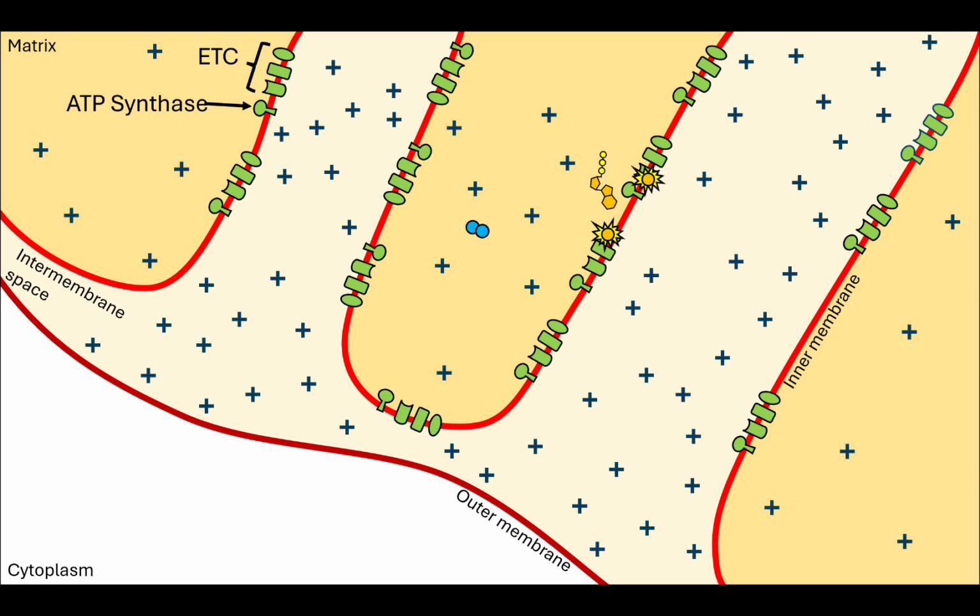Technically, they both go into the same electron transport chain, but I didn't want to confuse things, so I'm showing them going into separate ones. That energy is used to pump hydrogen ions across the membrane, and then you end up having the hydrogen ions go through ATP synthase to make ATP. And those high energy electrons end up getting combined with that oxygen to make water.